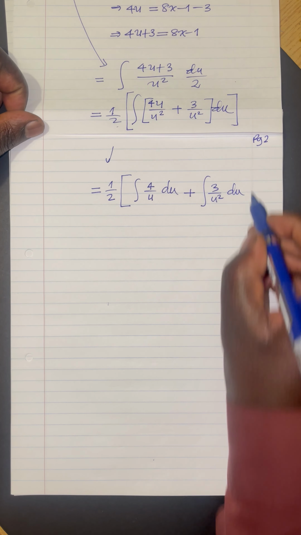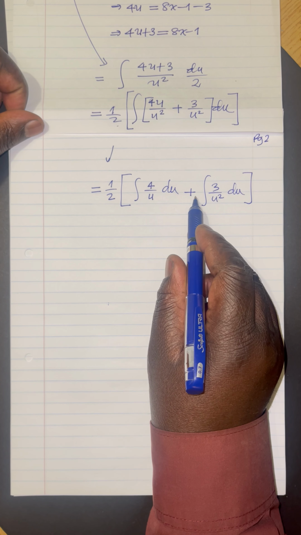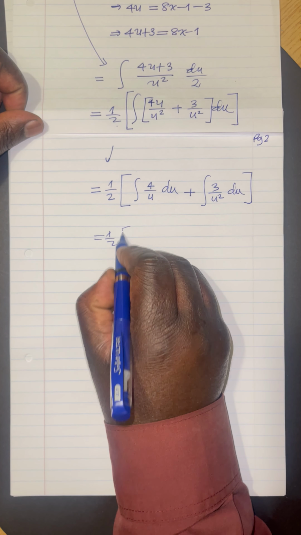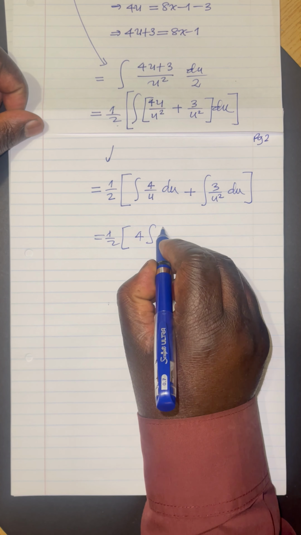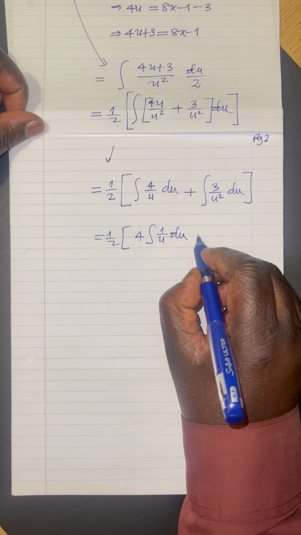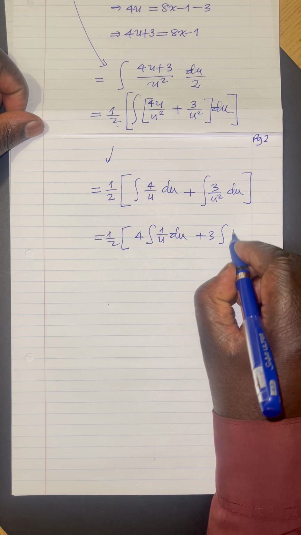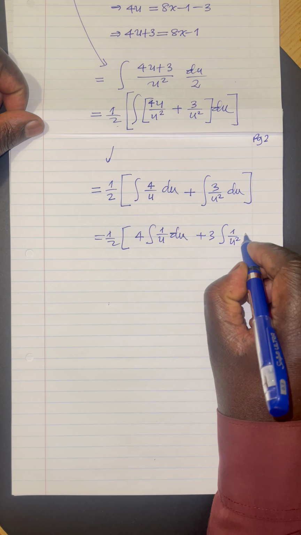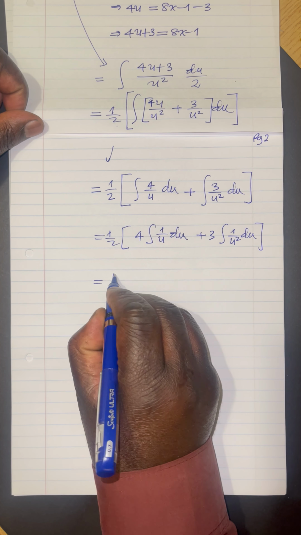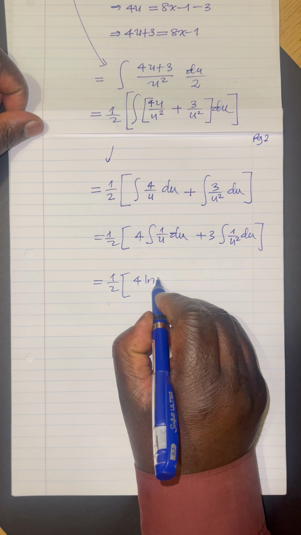There you have it. Now let's work on this. Now I'm going to take 3 out because it's a constant, and I'm going to take 4 out because it's a constant. So this is 1 over 2. We're multiplying that by 4, integral of 1 over u du, and then we have plus 3, the integral of 1 over u squared du. Right, this part here we have 1 over 2 open brackets 4 natural log of u.